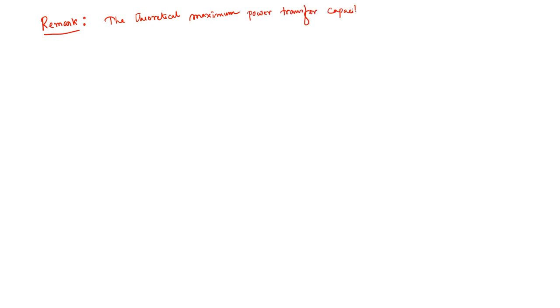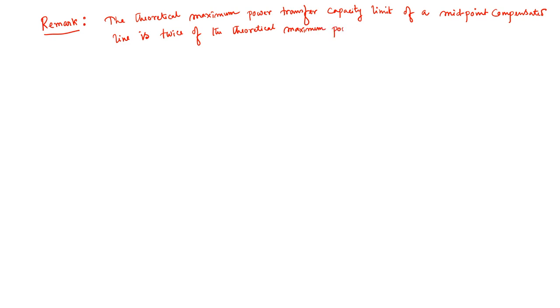capacity limit of a midpoint compensated line is twice the theoretical maximum power transfer capacity limit of an uncompensated line.